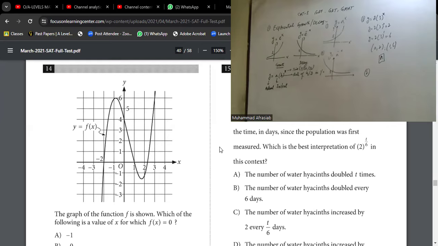So A of t is equal to 12 into 2 power t by 6. This is the original equation given to us. Now they are asking what this is out of these four choices.